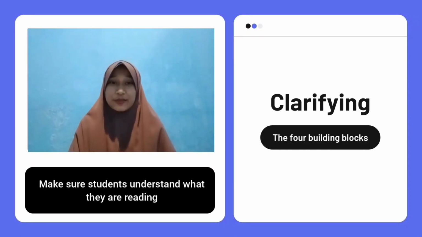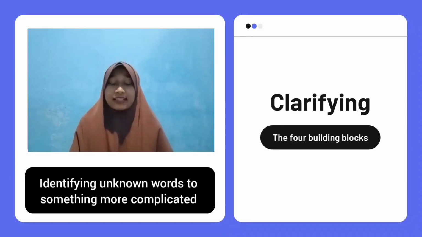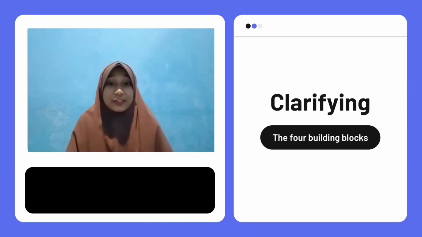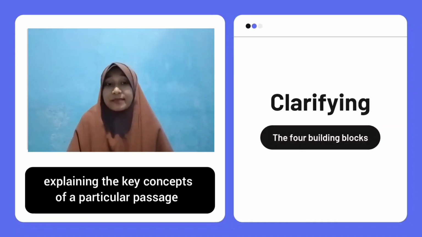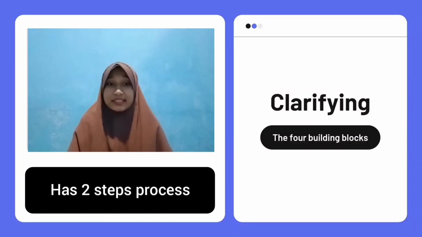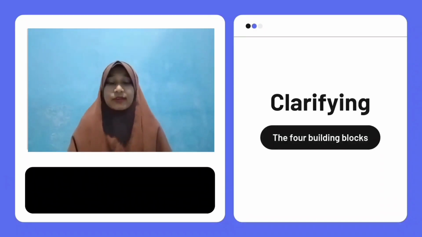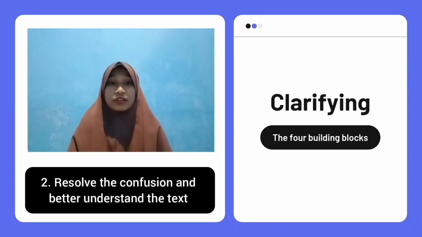Okay, I will explain about clarifying. Clarifying is used to make sure students continue to understand what they are reading throughout the entire process. This could be as simple as identifying a known word or something more complicated, such as explaining the key concept of a particular passage. Clarifying is a 2-step process. The first is to identify what they are confused by, an idea or word. The second is to take steps to resolve the confusion and better understand the text.